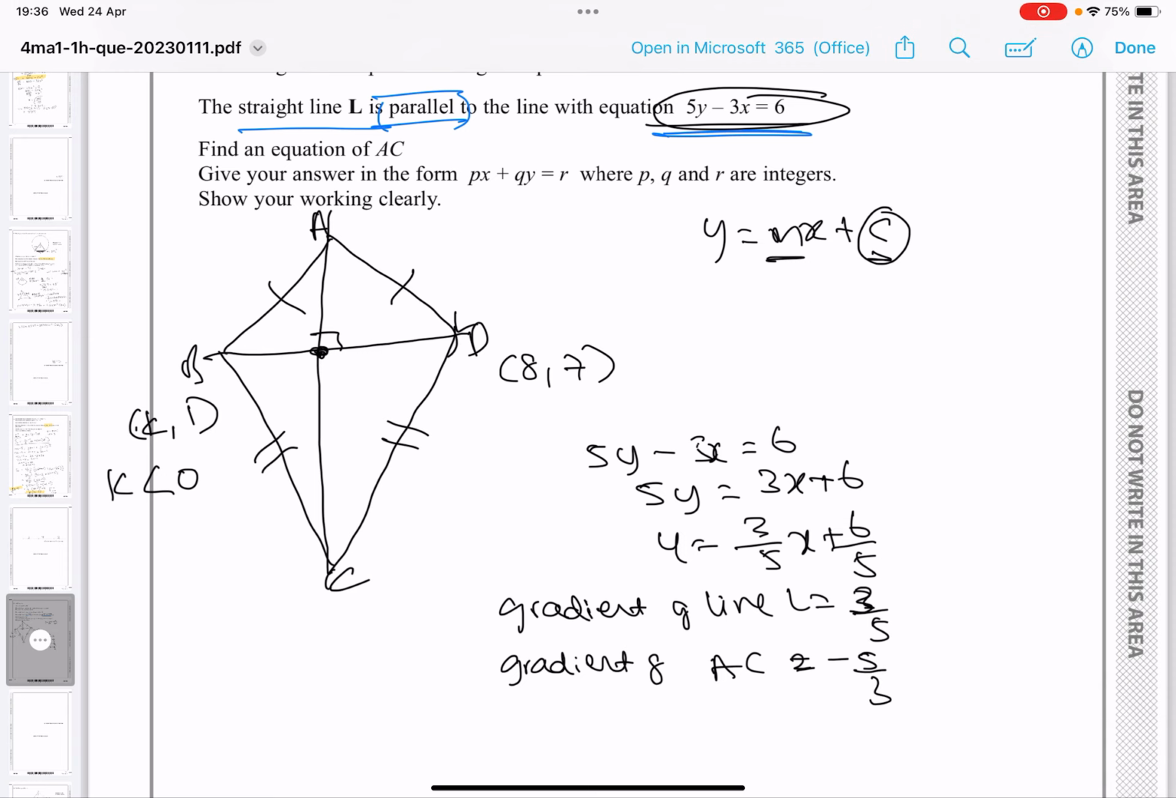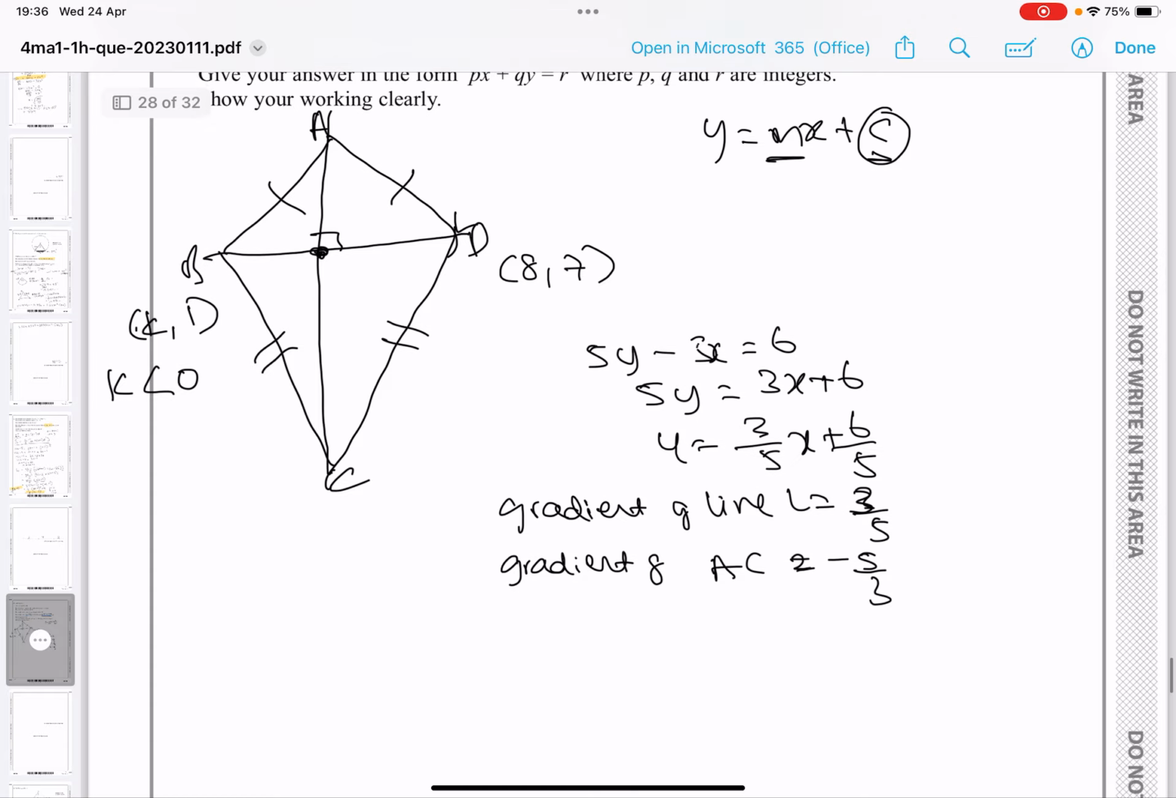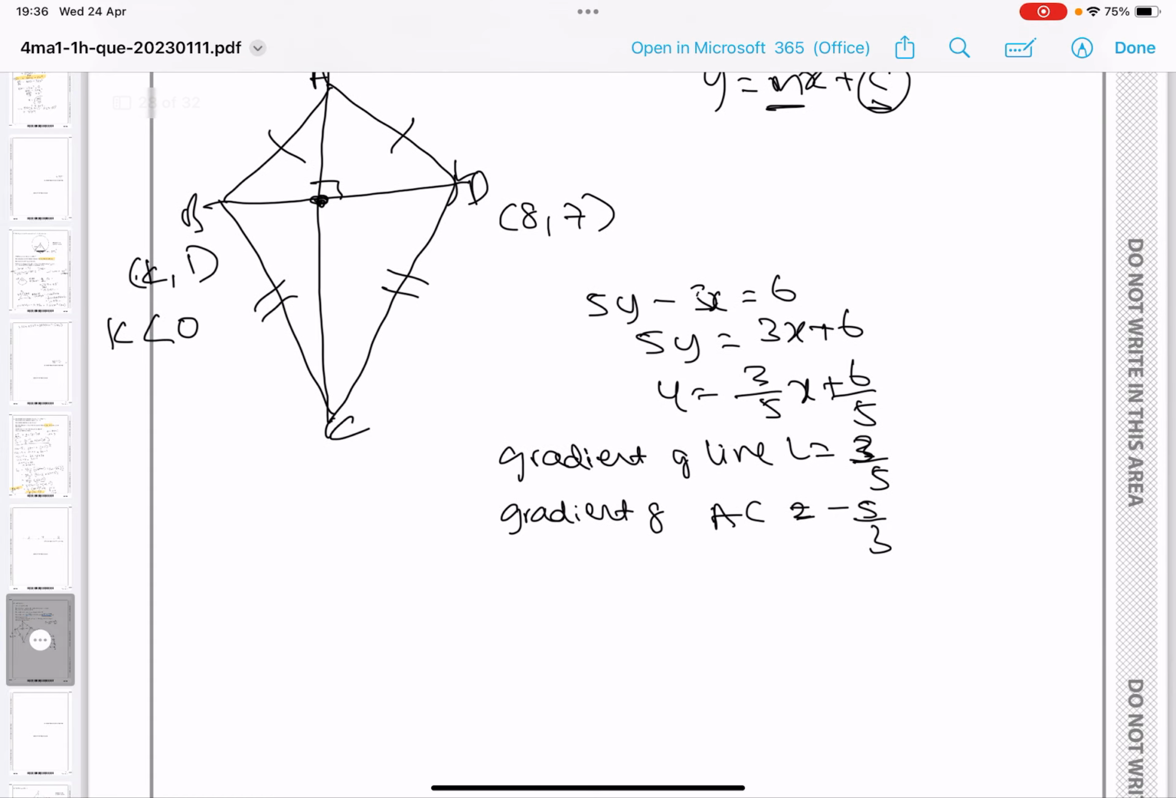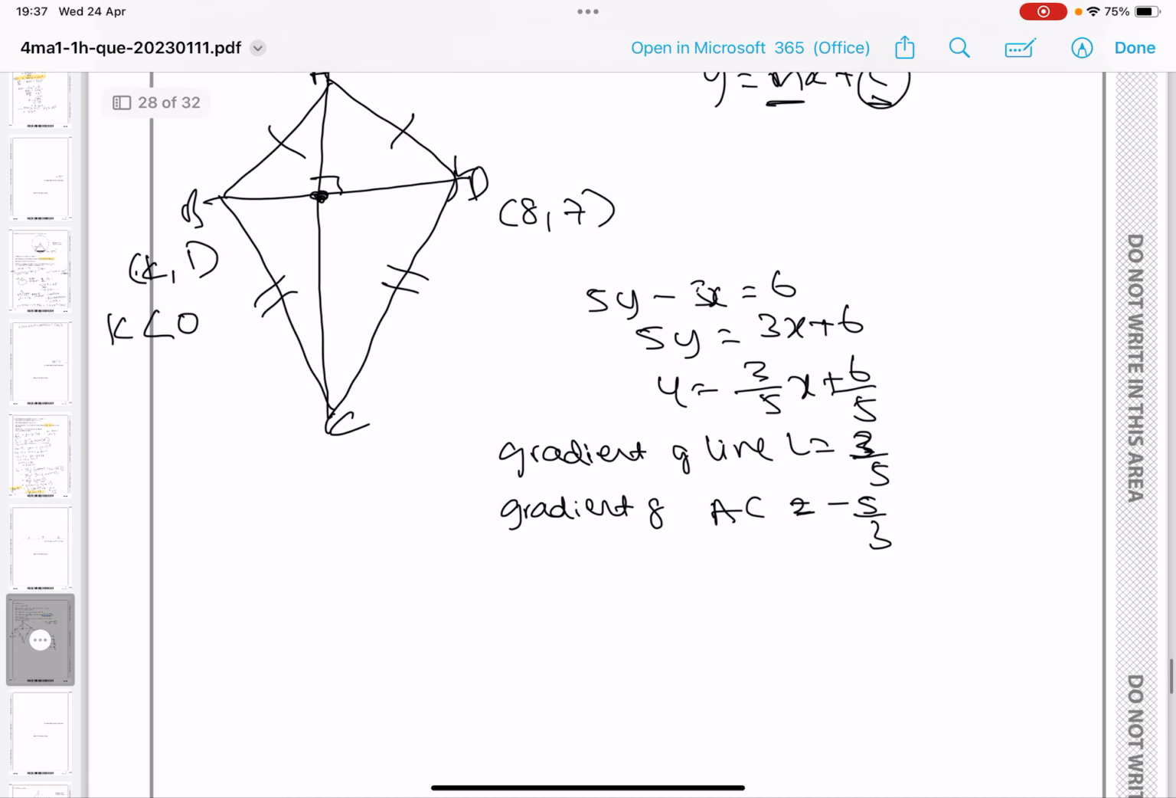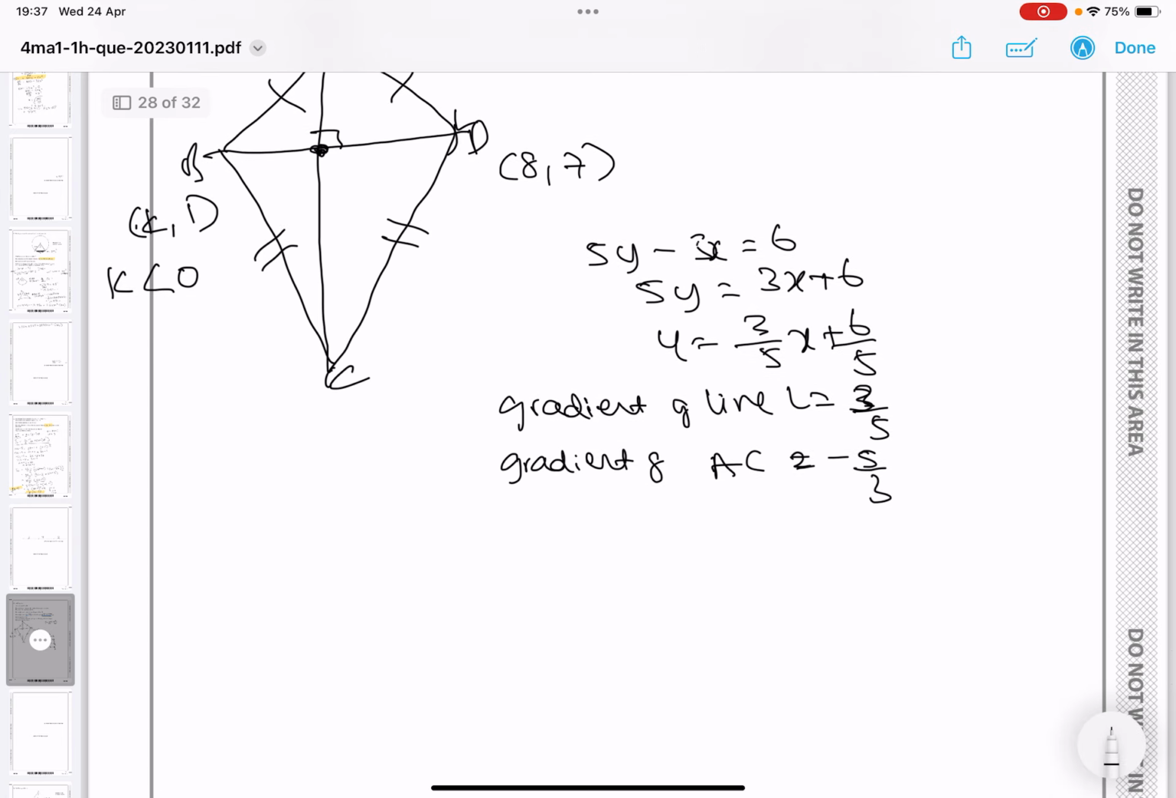Okay? Now that we've worked out the gradient of AC, remember what I said? That we need a set of coordinates, which we're going to substitute. And that's going to be the midpoint of BD, but we don't know what K is. So here we have the gradient of line L, which is 3 over 5. So let's complete the equation for line L. Let's find what line L is, the whole equation. So we know y equals 3 over 5 x plus c, okay? Because m is 3 over 5.